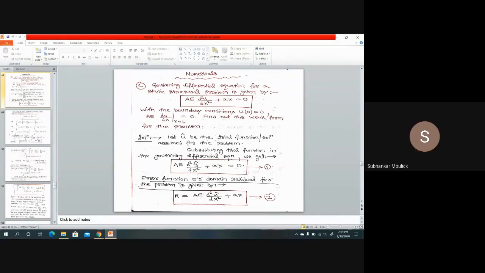Okay, so let us find out the weak form of the given problem. Since we know that we will not get the exact solution of this given differential equation if we use different classical methods of FEM, what we will get is the approximate solution, which will be nearer to the exact solution.